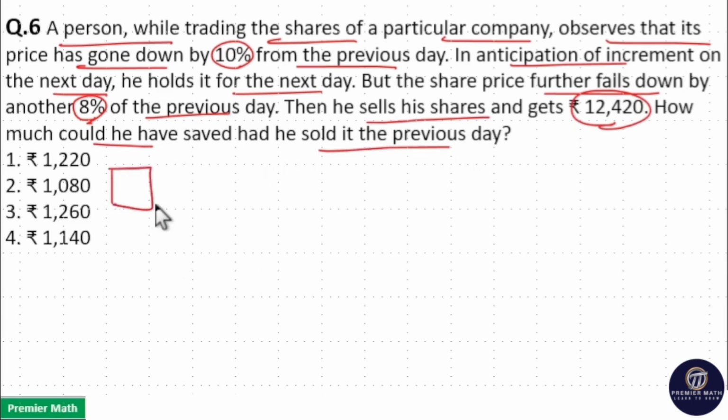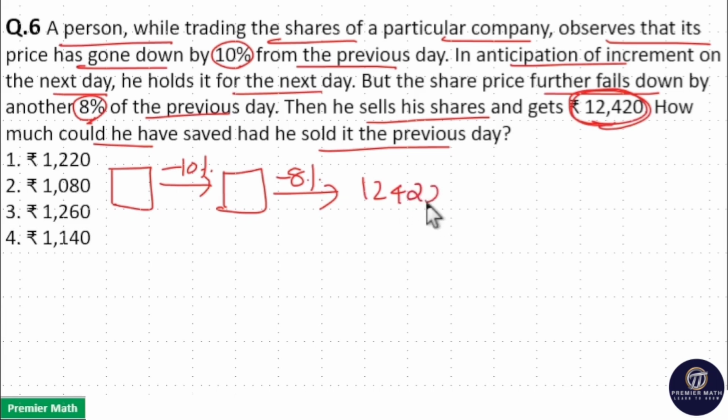Here, the share price has gone down by 10% from the initial value. And again, the share price decreased by 8% from the previous day. Now, after this 8% decrement, he sold the shares at 12,420. That is, this 8% reduction leads to this 12,420. This 8% reduction is from the previous day. So, the previous day share value is equal to 100%. 100% minus 8% is equal to 12,420, which means 92% is equal to 12,420.